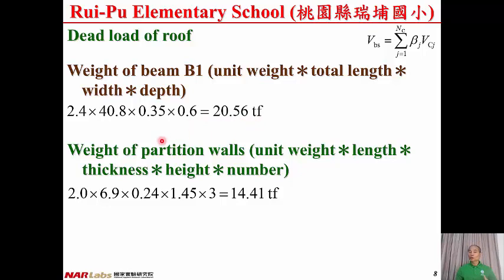And the weight of partition walls, unit weight 2.0 ton force per cubic meter, and the length 6.9 meter, and the thickness 0.24 meter, and the height 1.45. This is the half of the height of the partition wall, and the number of partition walls equal to 3. Therefore, it makes 14.41 ton force.